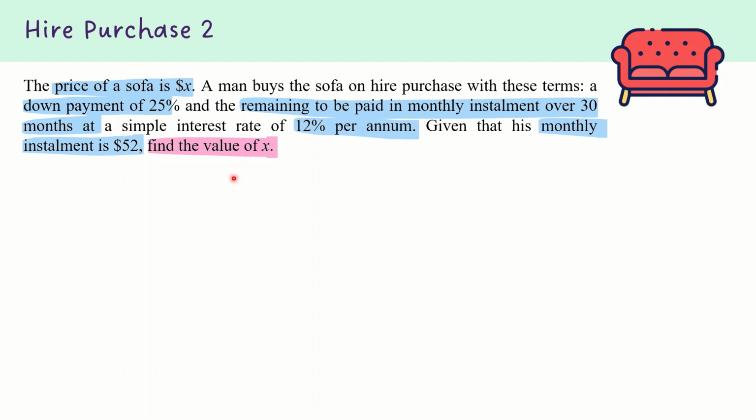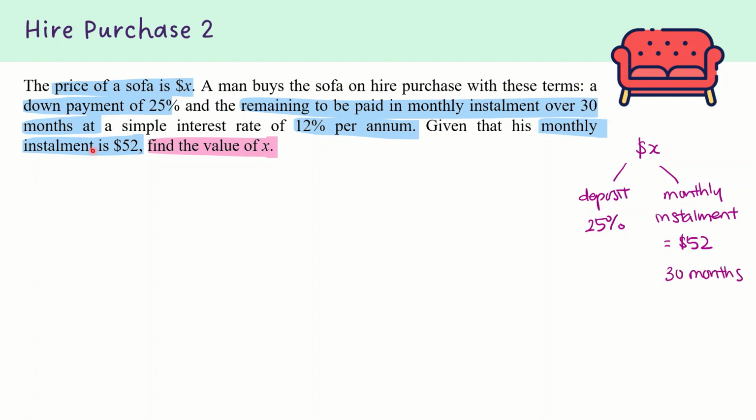Sorry about that pause. Okay, so let's summarize this information in our usual diagram, or rather my usual diagram. So having X dollars for the selling price, we divide it into two parts: the deposit, which is 25%, and the monthly installments, which we already know is $52. These monthly installments are going to be paid over 30 months. So there will be a total of 30 months of $52. And then these monthly installments include an interest of 12% per annum. So this $52 already has the interest amount inside it. That's an important thing to take note of.